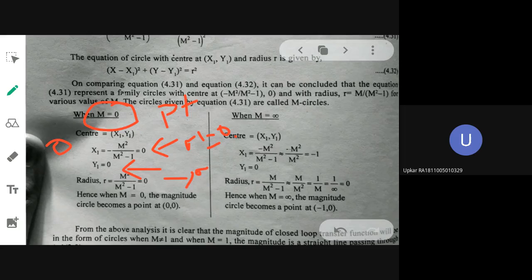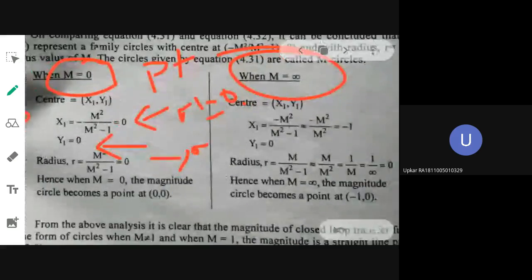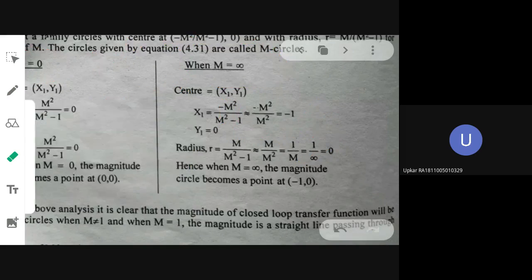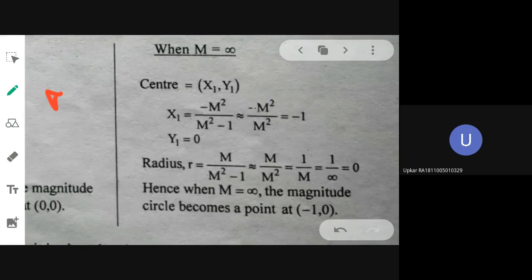Now moving on to the m is equal to infinity case. Again, you do the substitution here. After simplification you have to do it, because direct substitution of infinity is not good. So if you reduce this equation, m squared is infinity, very, very large. If you compare m squared with 1, you can neglect 1 in the denominator. For m is equal to 0, you have seen that it is a small point with center 0, 0 and radius 0. That you proved. Next case, m is equal to infinity.